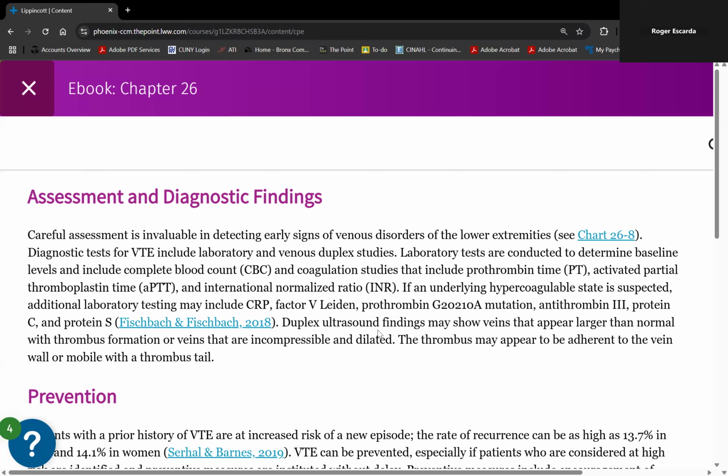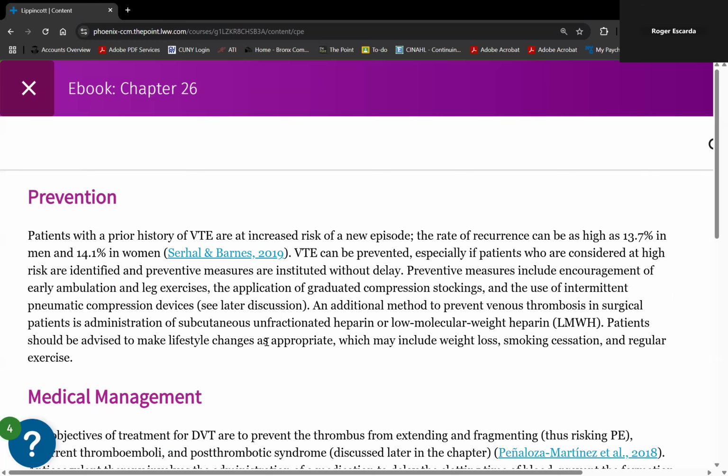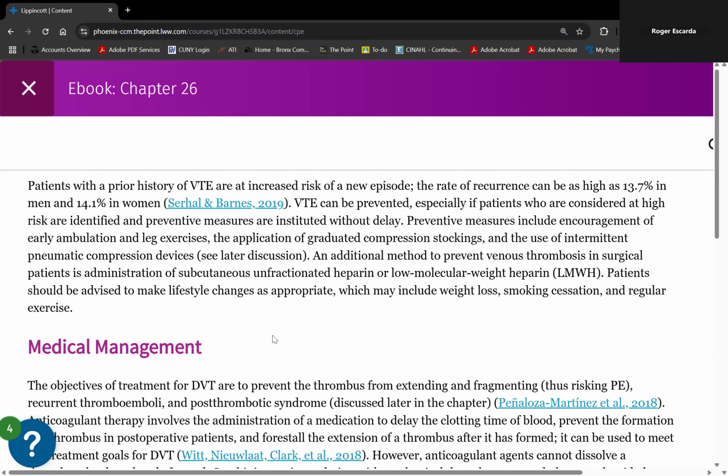Okay, so therefore, if the D-dimer is high, what's the only explanation? You made a lot of fibrin clots. So the higher the D-dimer, the more clots are being dissolved by the body. Okay. Prevention, we already talked about prevention.